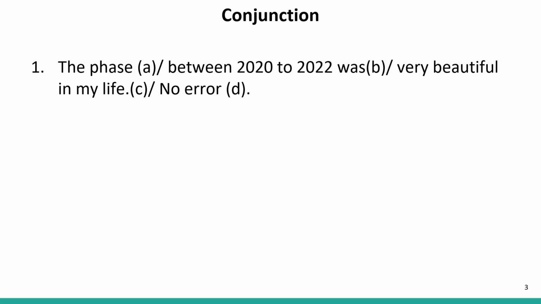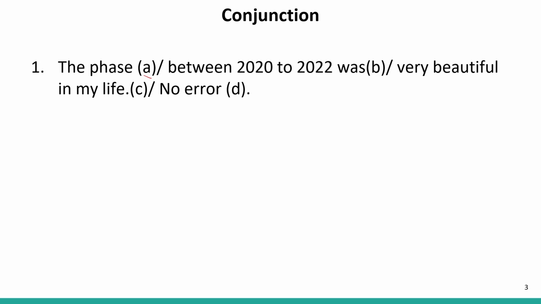This is exercise part 1. These types of questions come in your exam. So this is the first question. The phase between 2020 to 2022 was very beautiful in my life. This is a very simple sentence. The sentence contains 1, 2, 3, 4 parts. One part contains an error that we have to find out. If the sentence is incorrect, we have to mark D as our answer.